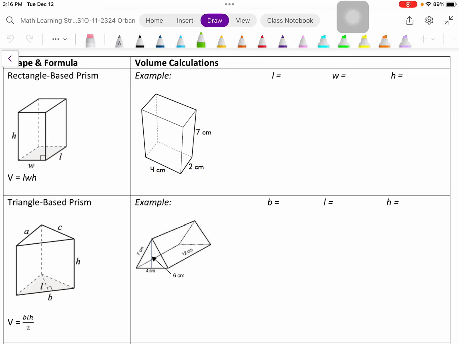In this video, we're going to take a look at how to use a formula to calculate volume. So volume is the amount of space that a 3D shape takes up. We're going to take a look at a few different shapes. The first one we're going to start with is a rectangular based prism.